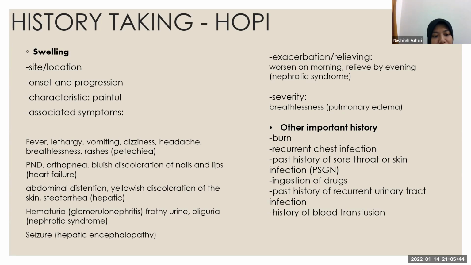And we need to also ask for associated symptoms of heart failure, such as paroxysmal nocturnal dyspnea and orthopnea. And in case of hepatic involvement, so we need to ask for any abdominal distension or any jaundice, any steatorrhea. And in case of glomerulonephritis, such as hematuria, and also in nephrotic syndrome, we need to ask about proteinuria and oliguria. And we need to also ask possible complications, such as possible complication of post-streptococcal glomerulonephritis, such as, is there any episode of seizure?